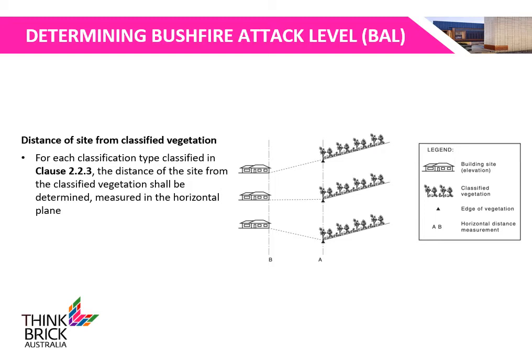Another factor that we need to consider is the distance of the building from the classified vegetation. The distance of the building shall be measured from the edge of the site to the edge of the classified vegetation in the horizontal plane, accounting for any slopes present. The distance is represented in the adjacent diagram from point B to point A.